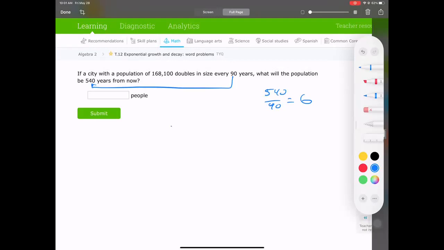Great. Okay, so 540 years. Here we go. So we have 168,100. Oh, sorry, I misread that one. This is my population, and we said we're going to double, right? How many times are we going to double it? We're going to double it 6 times. We're not going to double it 540 times because it doesn't double every year. It doubles every 90 years. So how many 90 years is it going to take me to get to 540? It's going to take us 6 iterations.